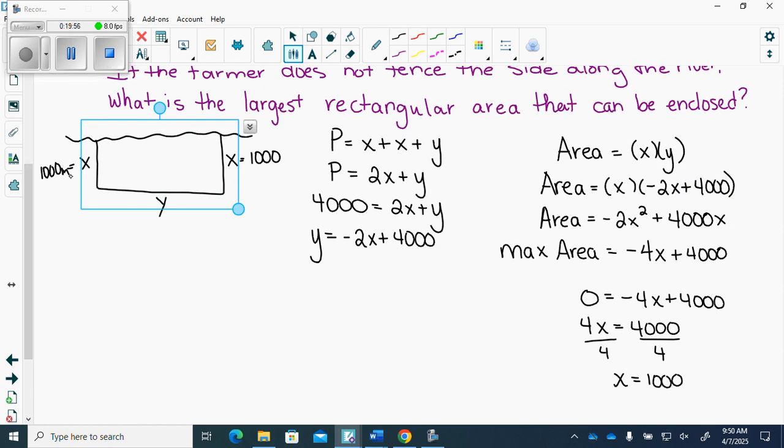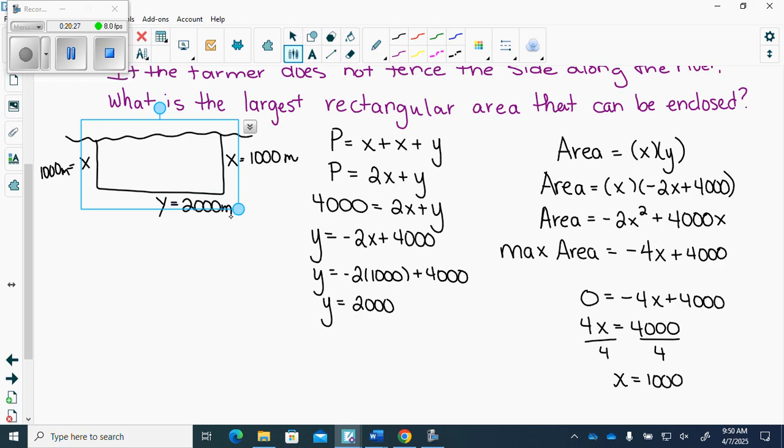How do I get y? You put it back in here, right? Negative 2 times 1,000 plus 4,000 equals 2,000. So if they ask me for the dimensions, it would be 1,000 by 2,000. But this is the largest rectangular area.